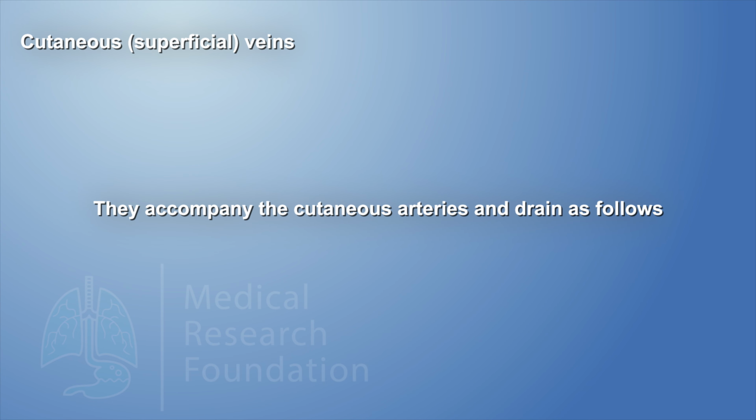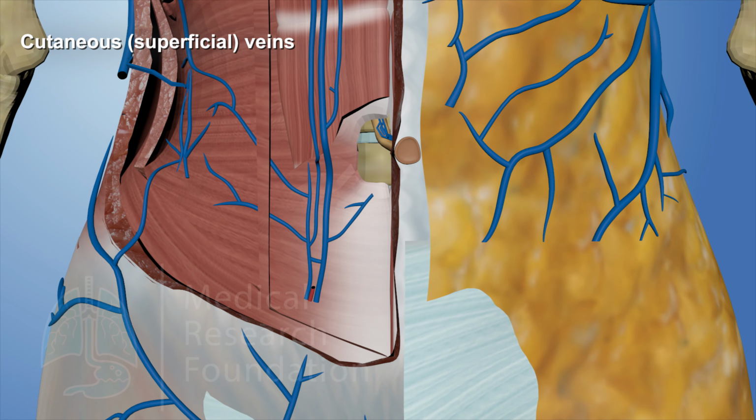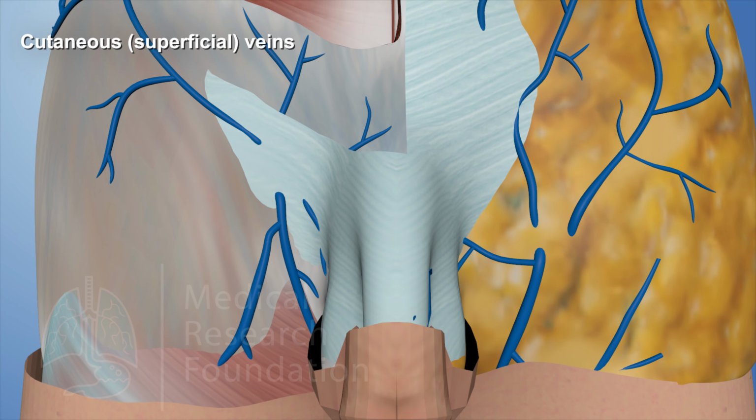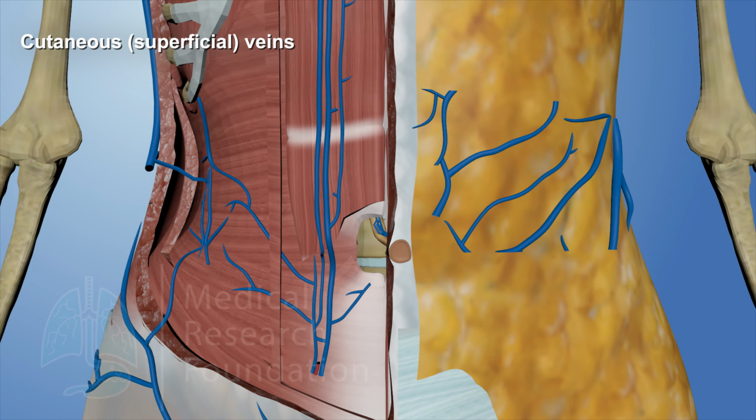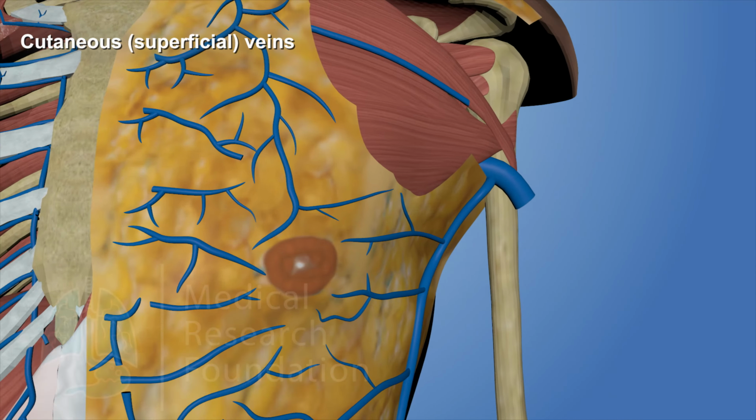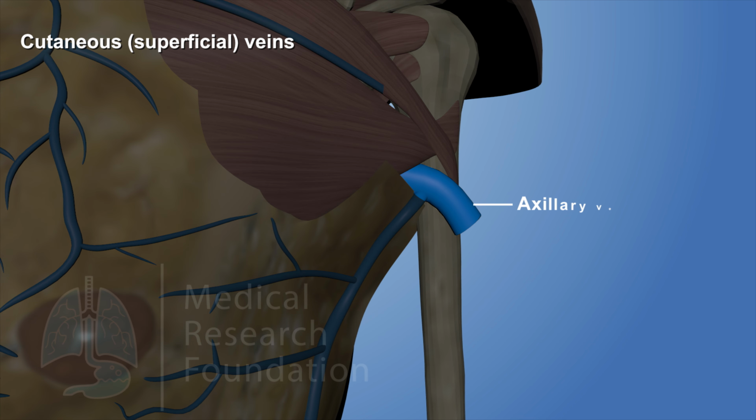Cutaneous superficial veins. They accompany the cutaneous arteries and drain as follows. Below the umbilicus, they run downward and drain into the great saphenous vein in the groin, and thus eventually into the inferior vena cava. Above the umbilicus, they run toward the axilla and drain into the axillary vein, and thus eventually into the superior vena cava.